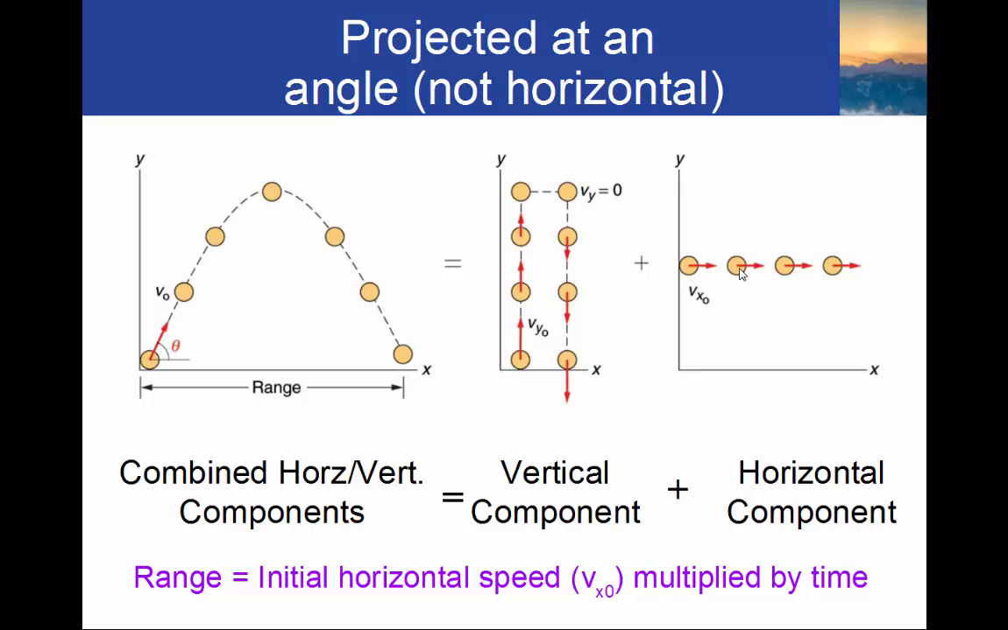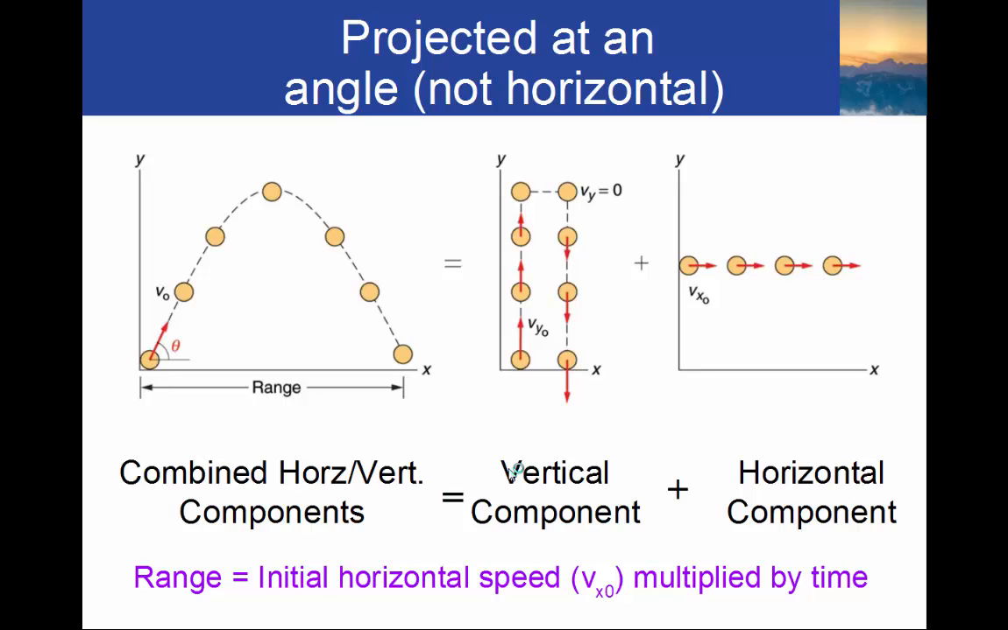The horizontal component is not changing as this thing moves. So that horizontal component is often represented by an X, the vertical is often represented by a Y, and the entire motion can be treated as a combination of the vertical component and the horizontal component. And if you want to get the range, that is basically how far away from where the object is launched will it land, the range can be determined by taking this horizontal speed and multiplying by the amount of time that the object is in the air. And that time you get from the vertical part of the motion.